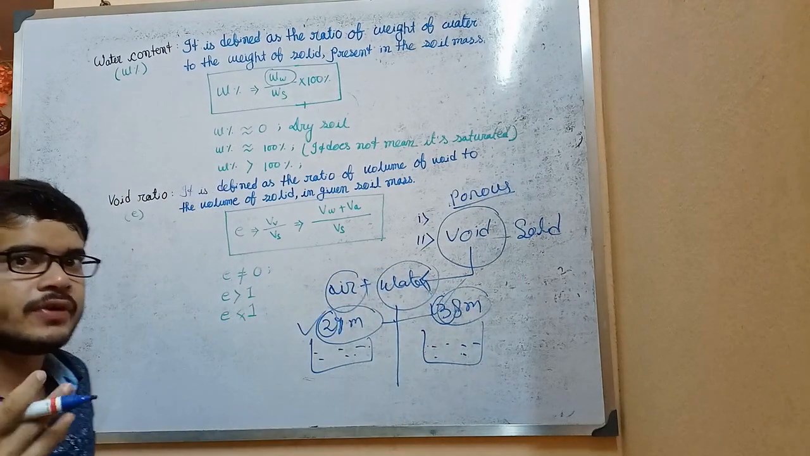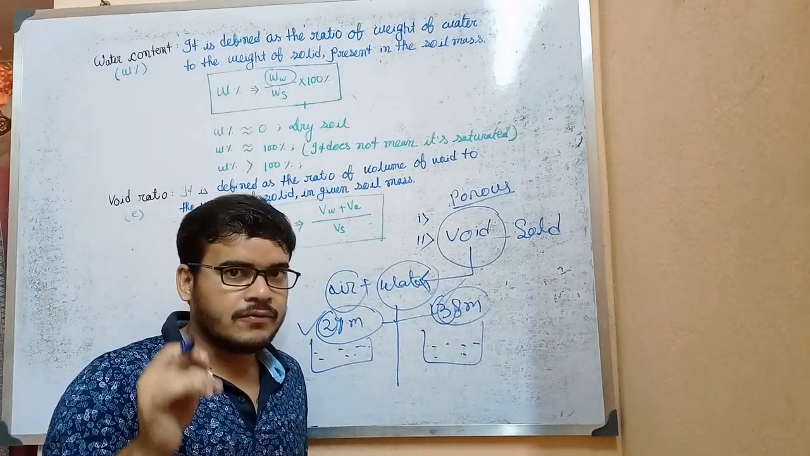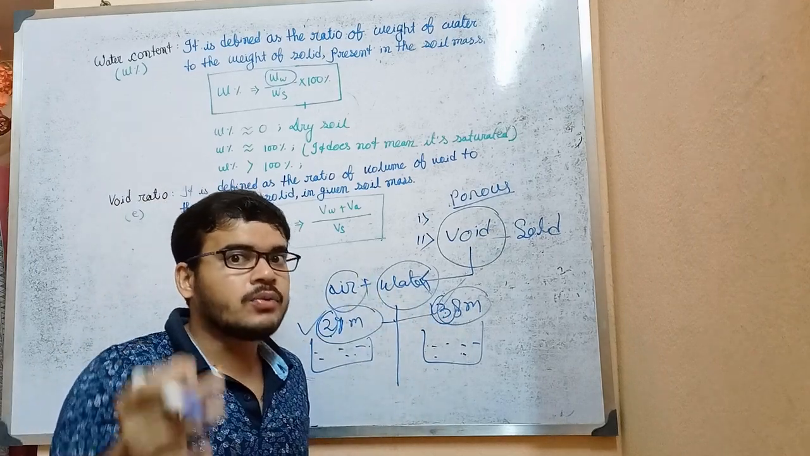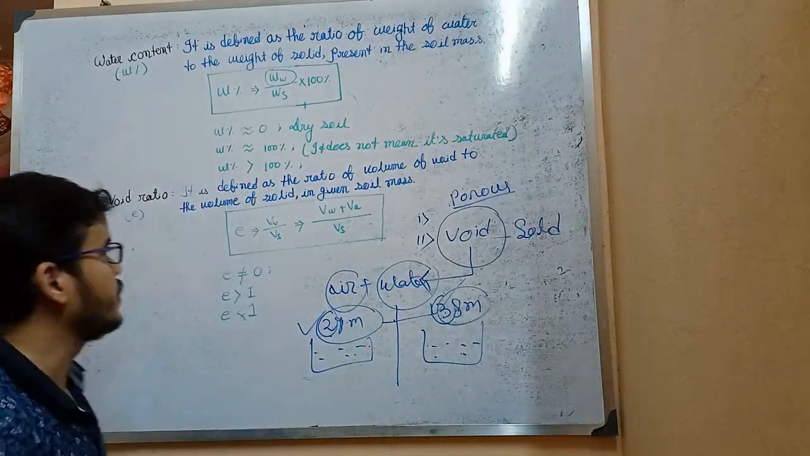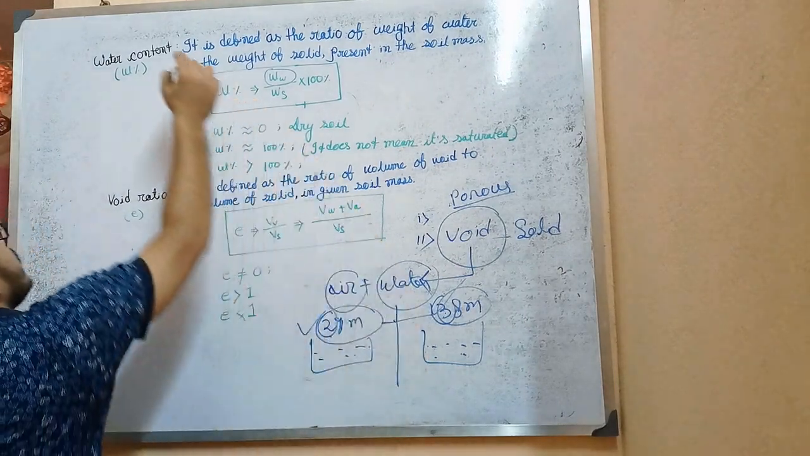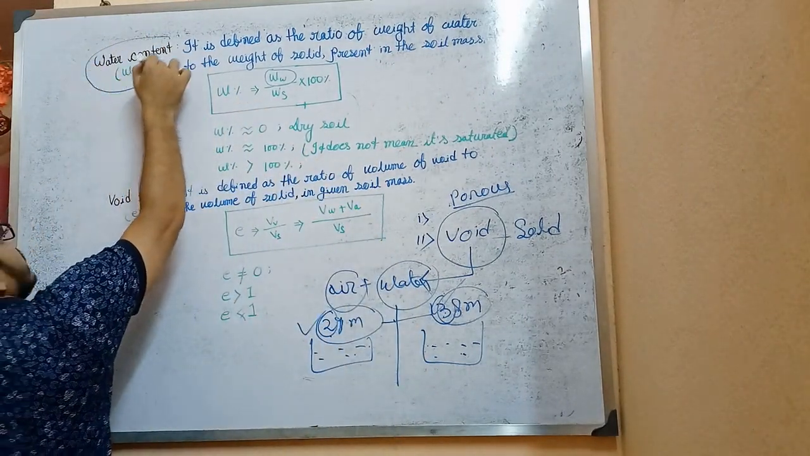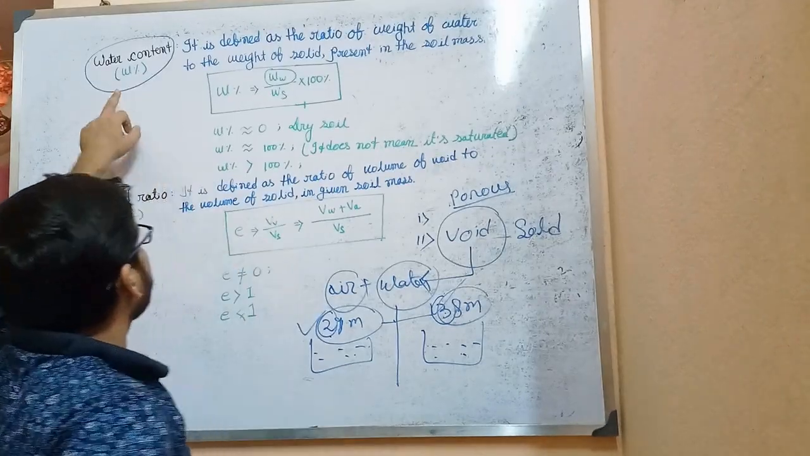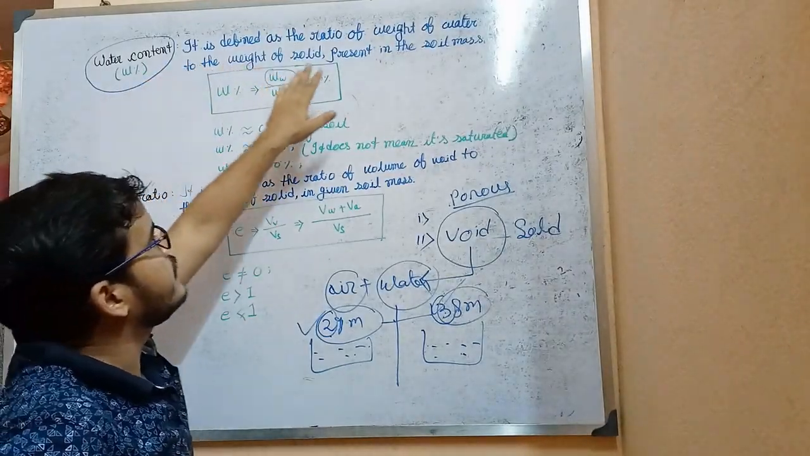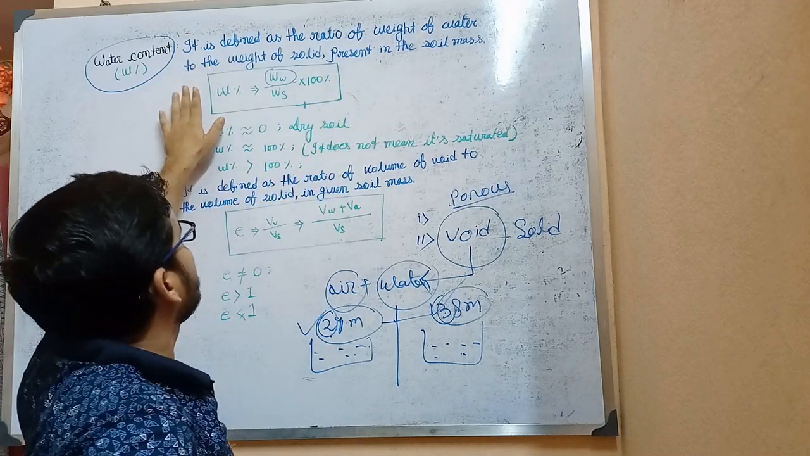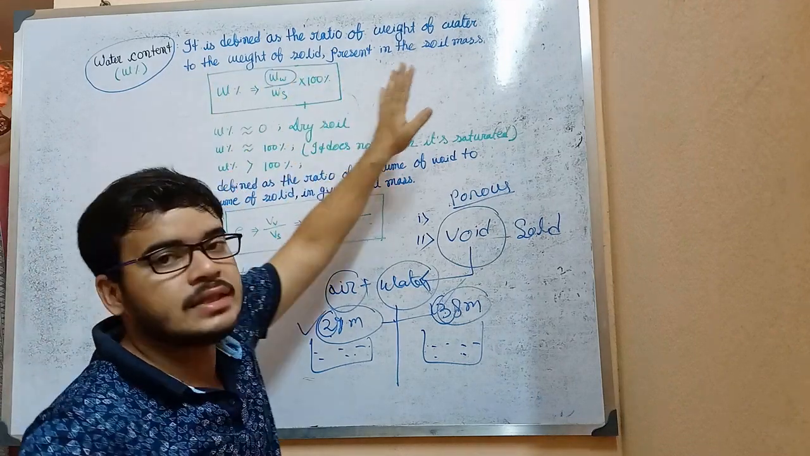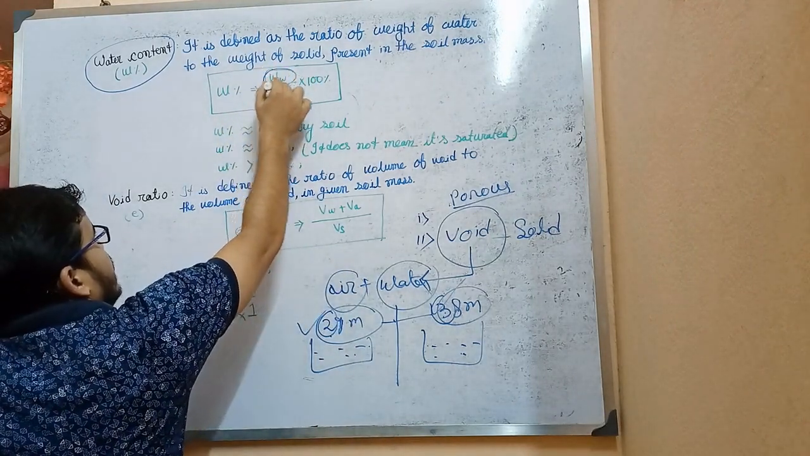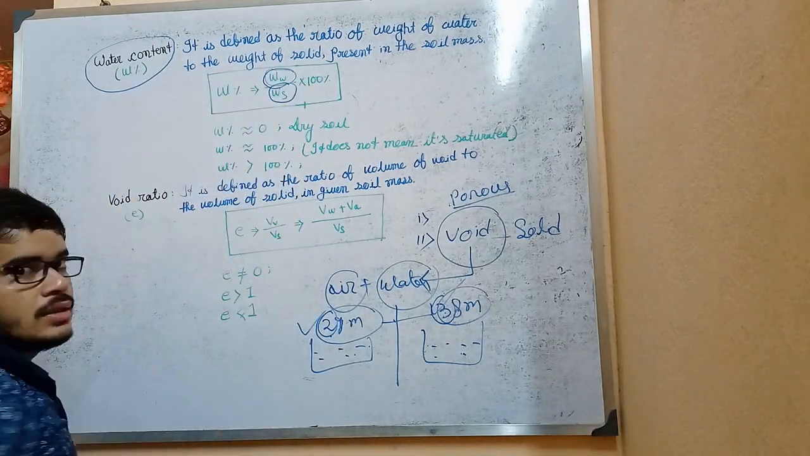If two soils have different quantities of water, how will we define this term? This term is called water content. Water content is defined as the ratio of the weight of water to the weight of solid present in the soil mass. Water content means weight of water by weight of solid.